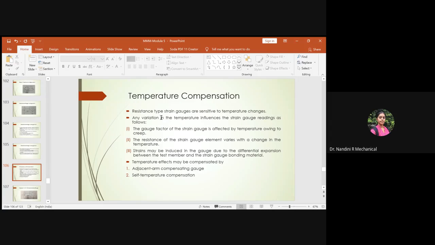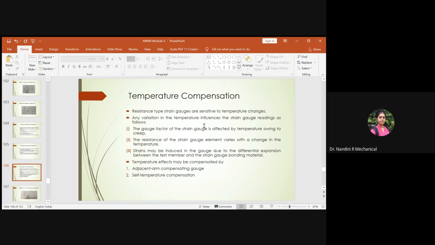So now we have studied resistance type strain gauges. How are they affected by external temperature? One thing you have to keep in mind: resistance type strain gauges are very sensitive to temperature changes. Any variation in the temperature will directly influence the strain gauge readings. How does it vary? There are three factors. The first one is that the gauge factor of the strain gauge is affected by temperature owing to creep. Due to the creep nature of the conducting material, the temperature penetrates into the material through the formation of creep. Due to that, there will be a variation in the gauge factor, which is measured by the strain gauge.